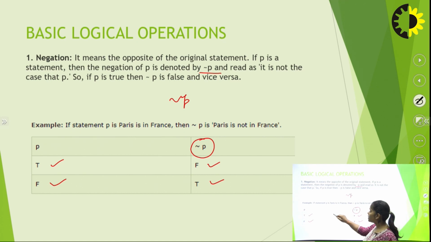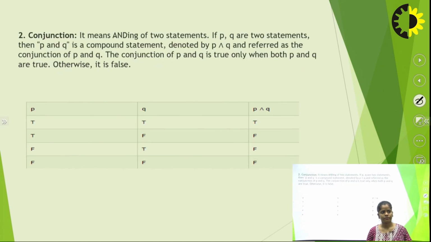Here I take an example: if statement P is "Paris is in France," then what will be not P? Paris is not in France. This is the basic logic operation known as negation.